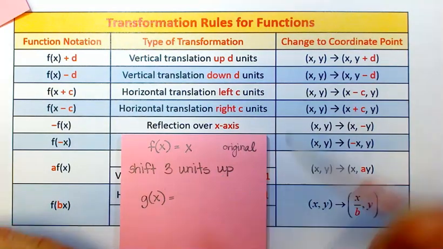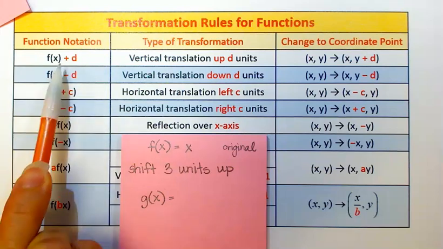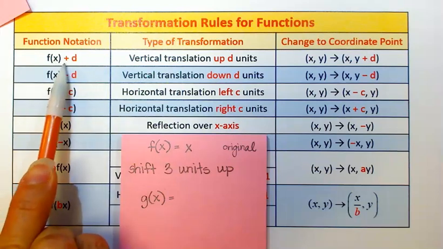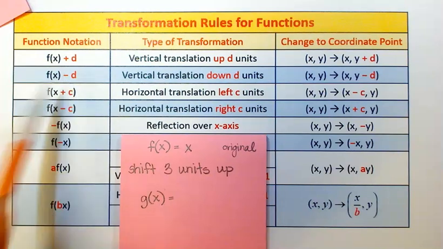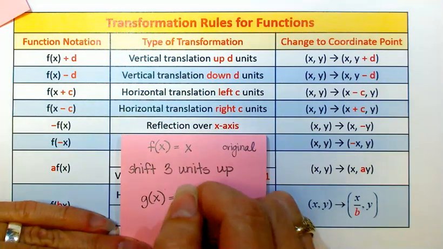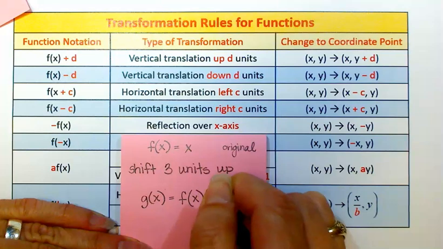Well, shifting up and down, we're up here. We're not going to put it inside with the x this time. We're just going to tack it on the end, okay? And this one's a little bit simpler. If it's up, it's positive. If it's down, it's negative. So g of x is just simply going to be whatever f of x was plus 3.